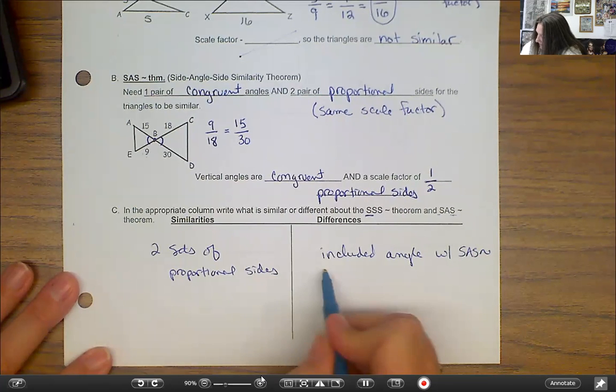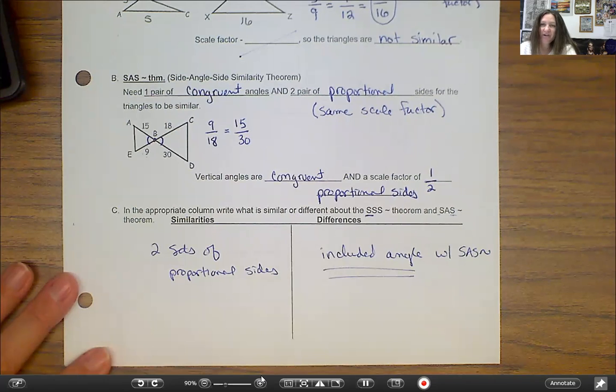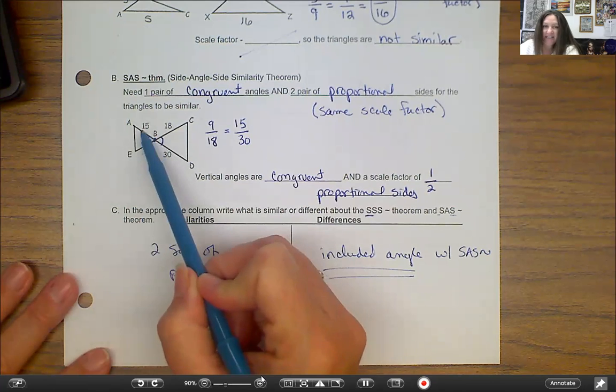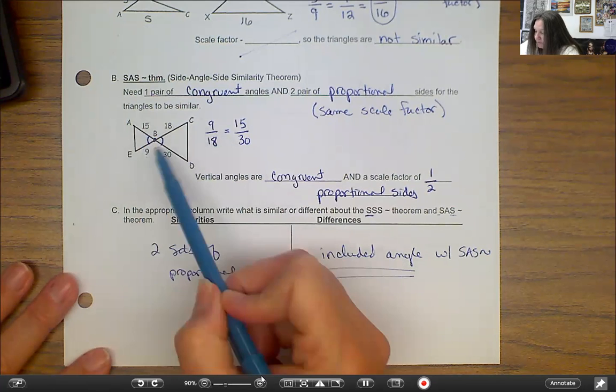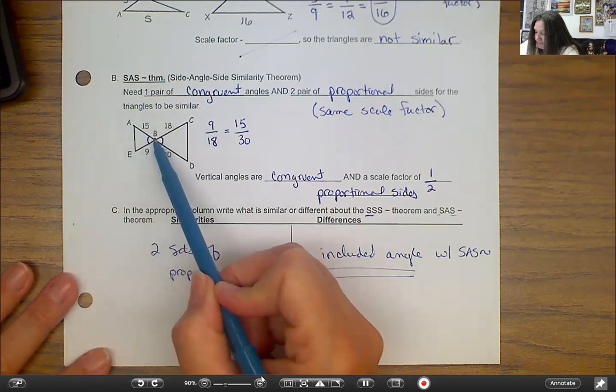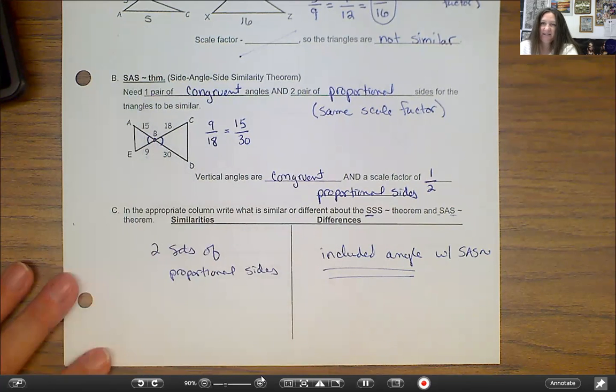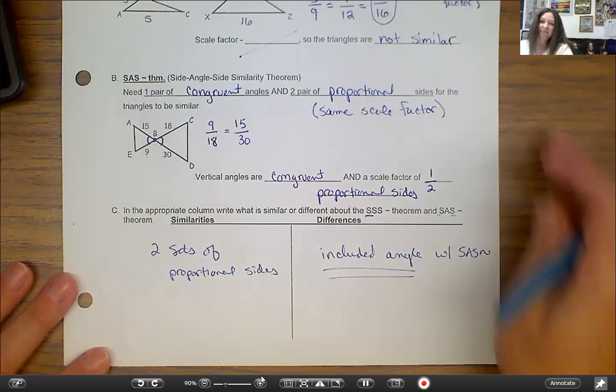Now, I want to go back and talk about that definition for a second, because that was something we covered last semester. Included angle means it needs to be in between those two sides. So as I work my way around the triangle, I should see I have a side, an angle, and then a side, in that order. Or I can see that those two sides meet at the included angle, or that angle between them. It has to be the angle between those sides to work for this case. So just be careful with that.